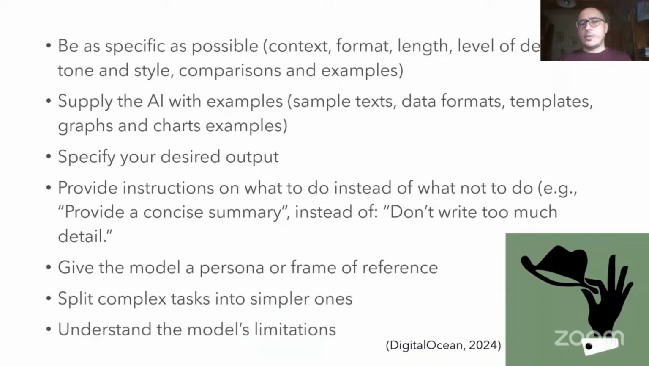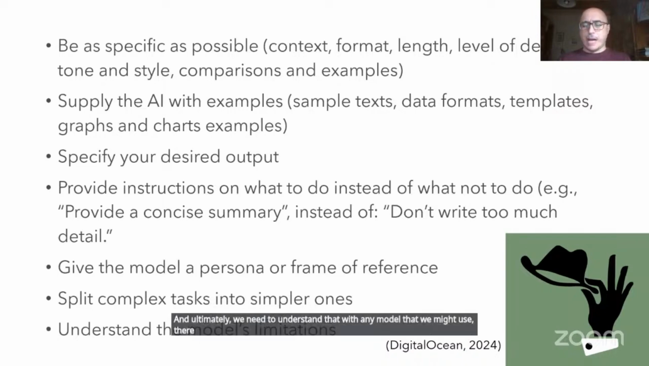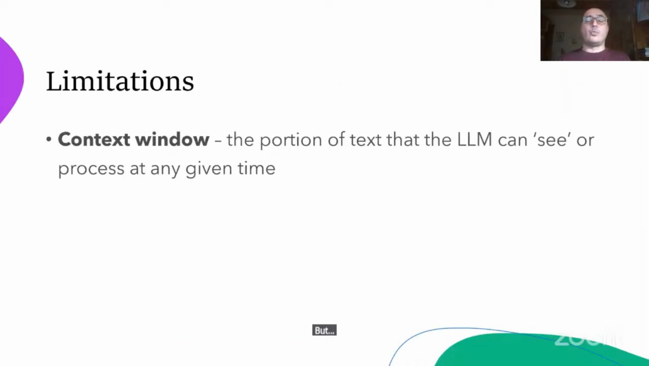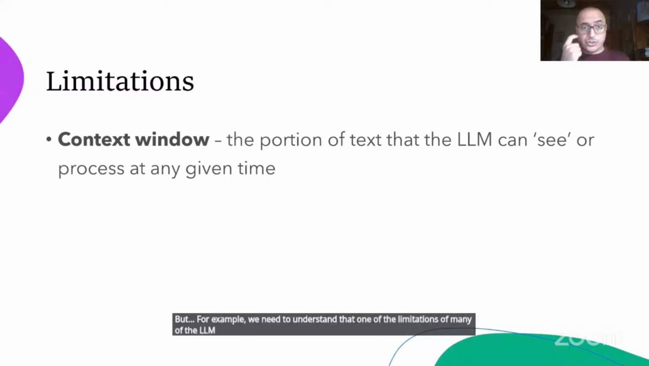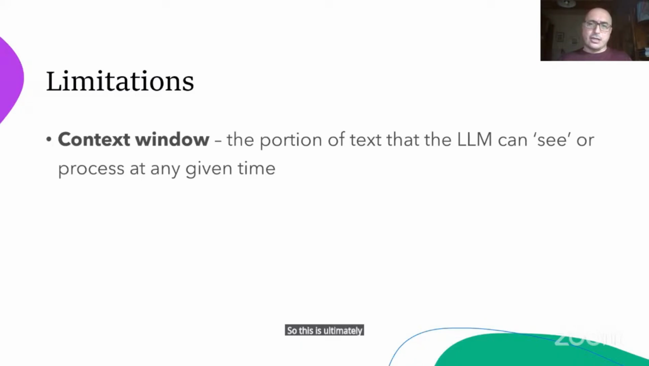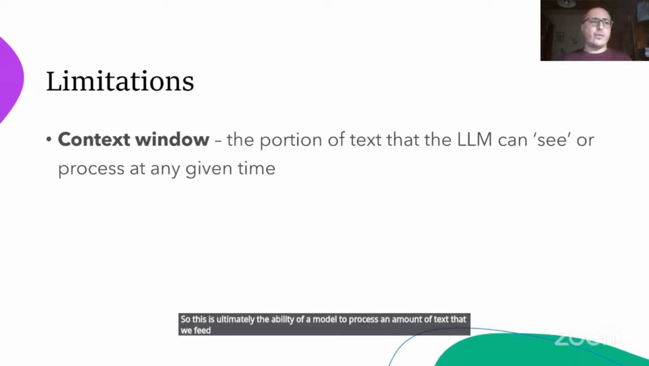And ultimately, we need to understand that with any model that we might use, there are limitations. I'm not going to talk a lot about what these are, but for example, we need to understand that one of the limitations of many of the LLMs that we might be using is context window. So this is ultimately the ability of a model to process an amount of text that we feed it. So if we upload a very lengthy text, one specific model might not be able to remember what was at the beginning by the time it gets to the end. So that is an important thing.